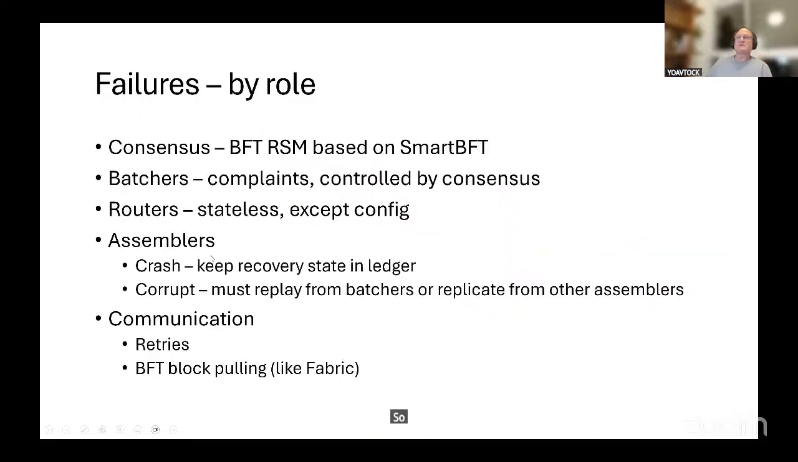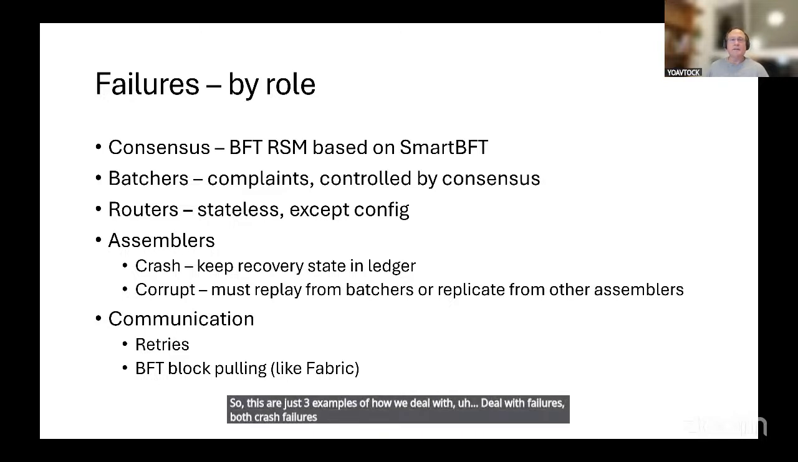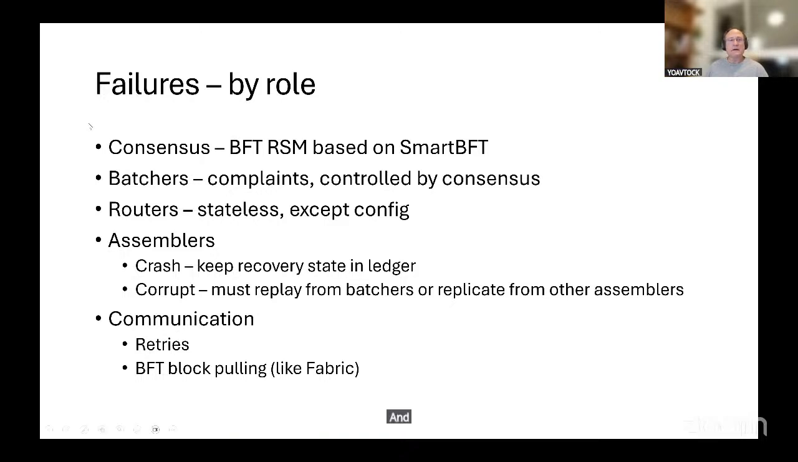So these are just 3 examples of how we deal with failures, both crash failures and Byzantine failures. And what I want to do is to summarize these different dimensions of failure detection and handling according to roles.